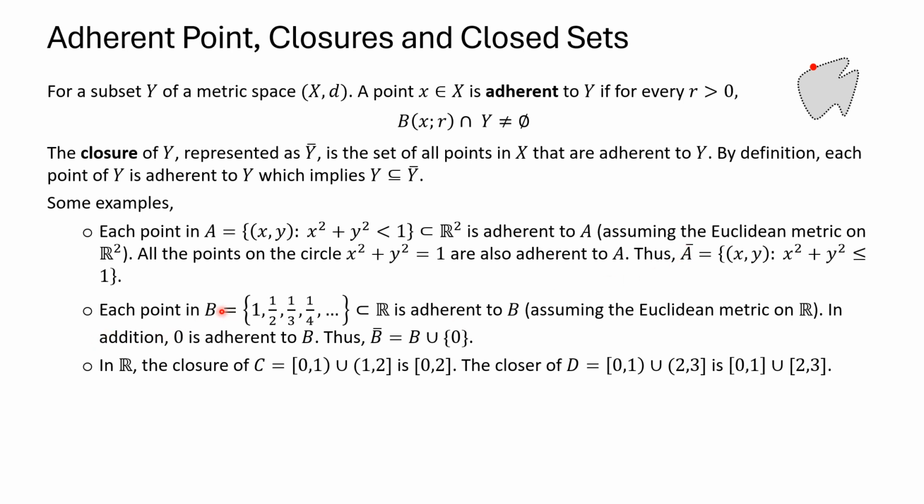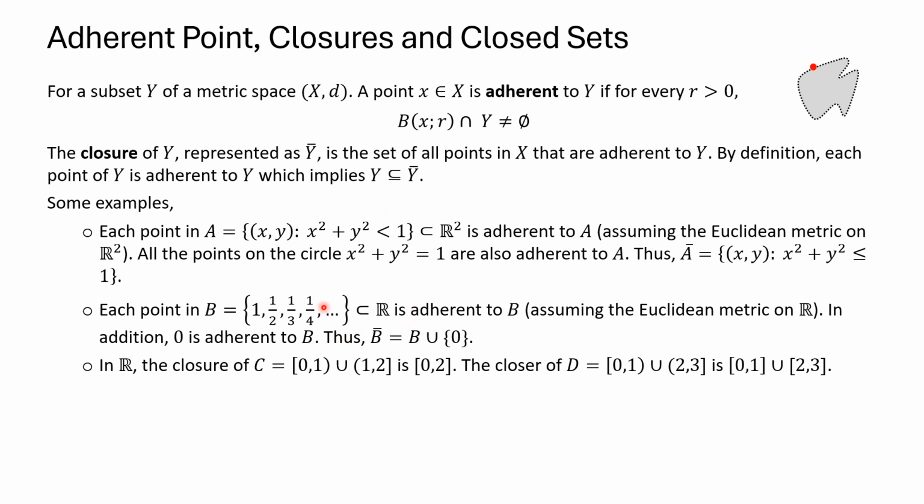We have a slightly different example here. If we take B equals the infinite set 1, 1/2, 1/3, 1/4, and so on, each point in B is adherent to B. That's always true, as we noted up here. The set is always a subset of its closure.